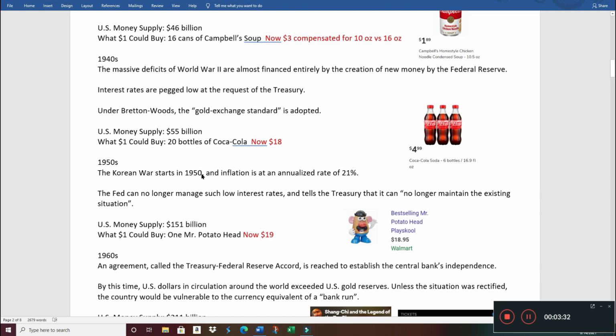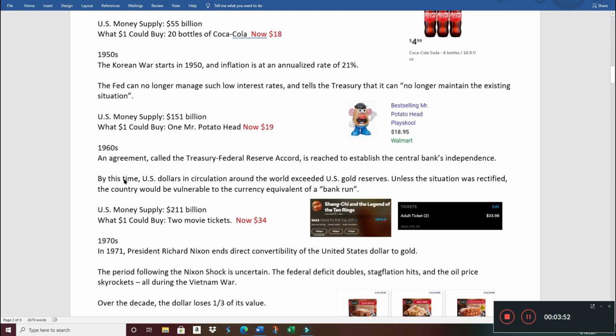So then 1950s, money supply tripled, $151 billion. So a dollar could buy one Mr. Potato Head, but now Mr. Potato Head at Walmart is $19. Now they were all different kinds. Again, this wasn't very specific about which one this was, but it looks like it's a 19 times increase.